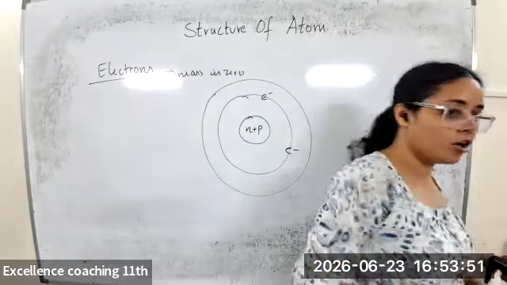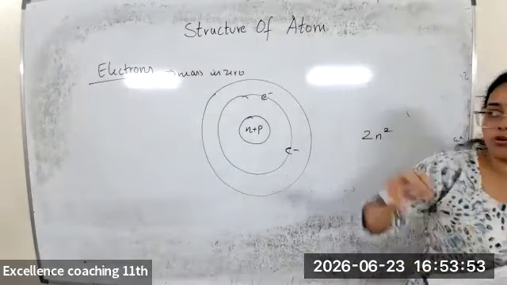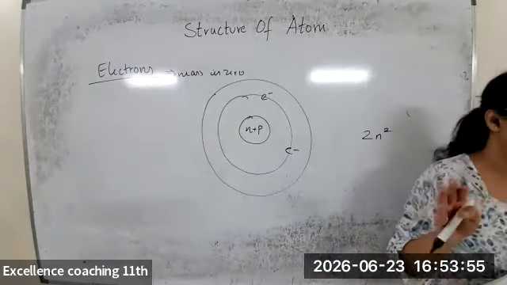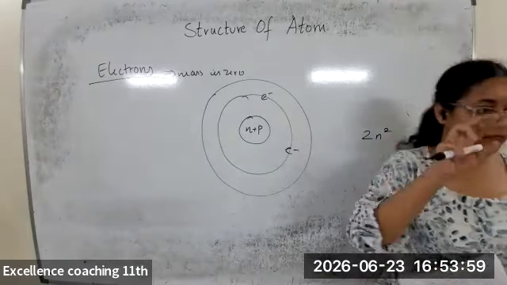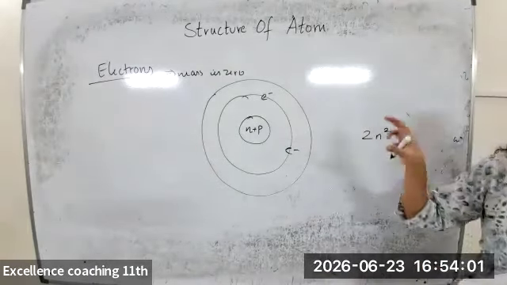So the second shell will accommodate 8 electrons, and so on. Then the third shell will accommodate 18, and so on. Okay. So basically, this is a rough structure of an atom.